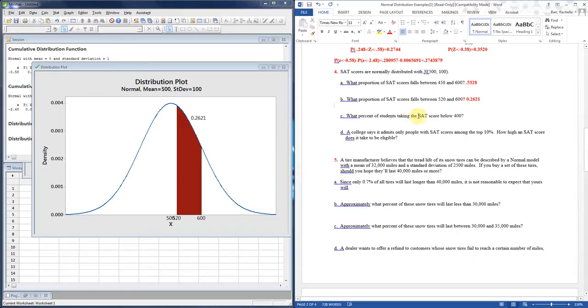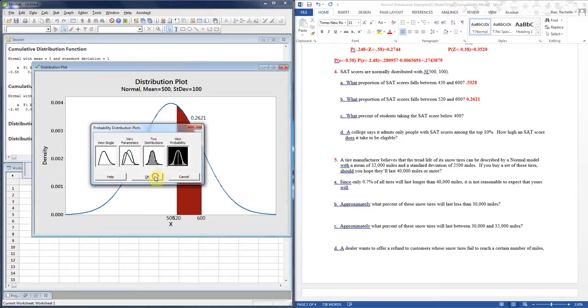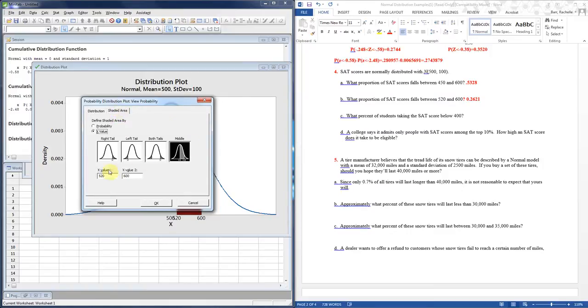Now I'm looking at things that are being scored below 400, so this is going to look different. So I want to look at stuff that's less than 400, so this is going to be a left tail. So we go up to Graph, Probability Distribution Plot, Probability View. It's going to bring up my last mean and standard deviation. Since I'm still dealing with these SAT data, that is perfectly appropriate. I'm going to go to Shaded Area, and instead of doing two values, I'm going to choose left tail and change that to a 400.